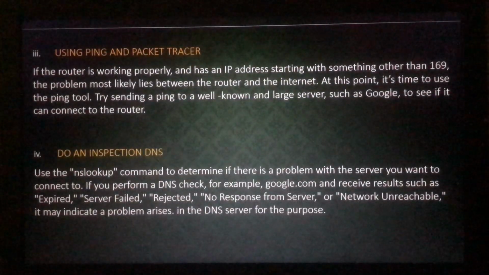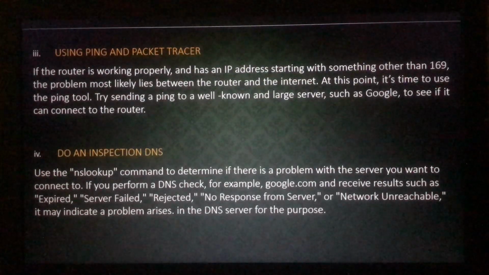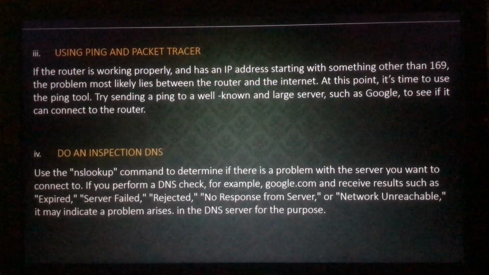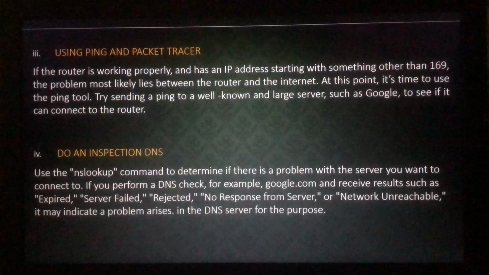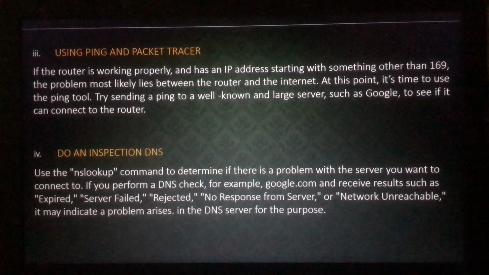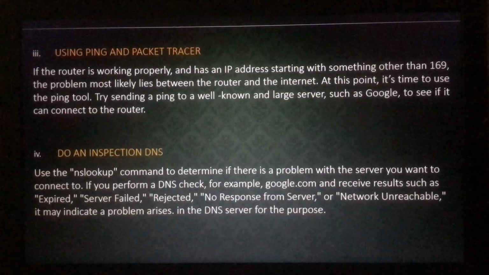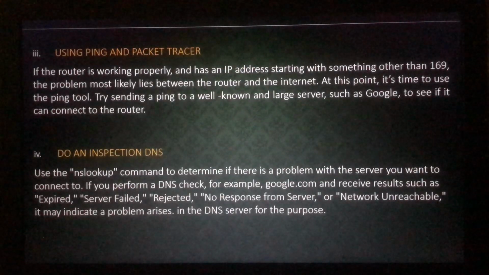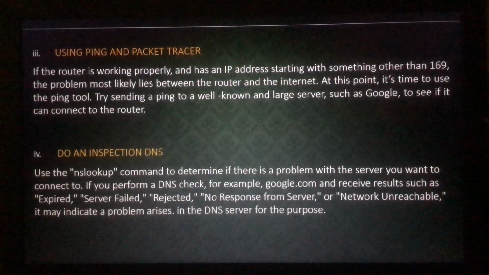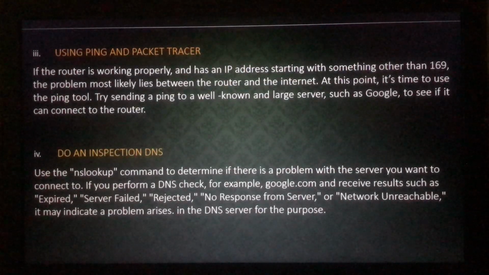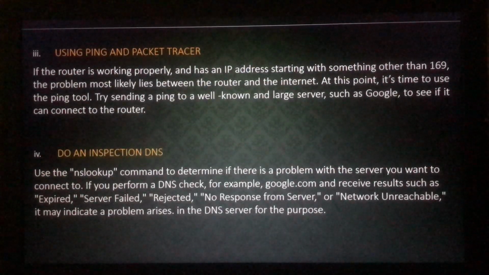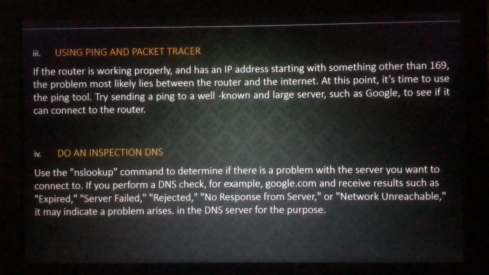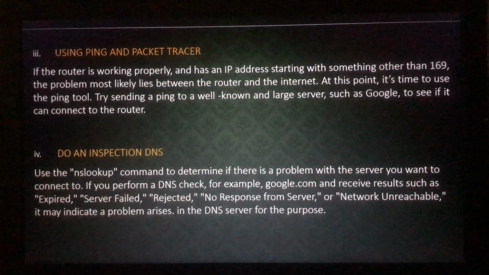Next, using ping and Packet Tracer. If the router is working properly and has an IP address starting with something other than 169, the problem most likely lies between the router and the internet. At this point, it's time to use the ping tool. Try sending a ping to a well-working, large server such as Google to see if it can connect to the router. For four, do a DNS inspection.